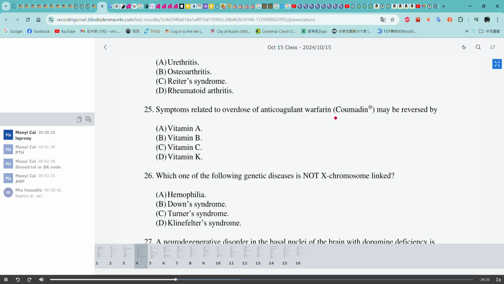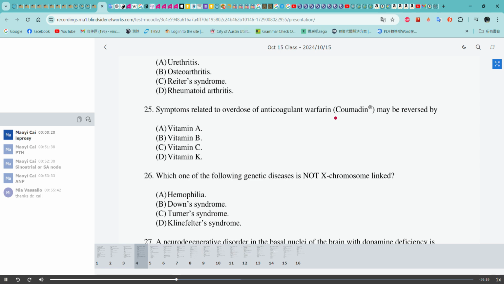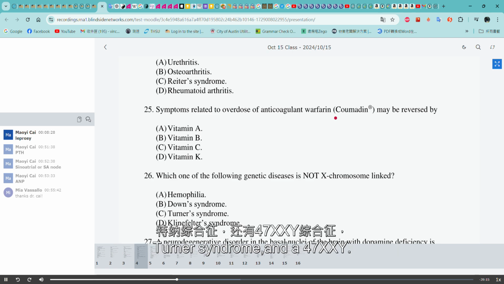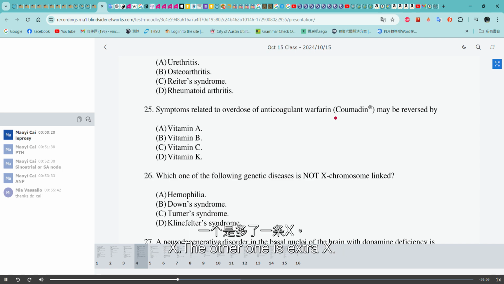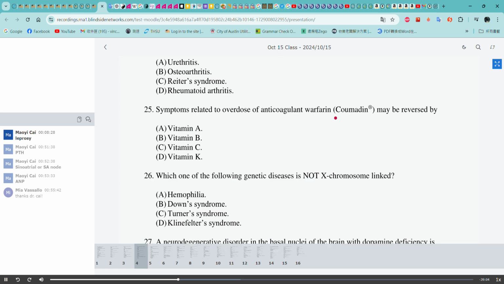So what are they? Hemophilia, color blindness, right? And those are all X chromosome linked. And also you have 45,XO Turner syndrome and 47,XXY Klinefelter. One is a missing X, the other one is an extra X. Yeah, those are all X chromosome related. So this is what? Not X chromosome.